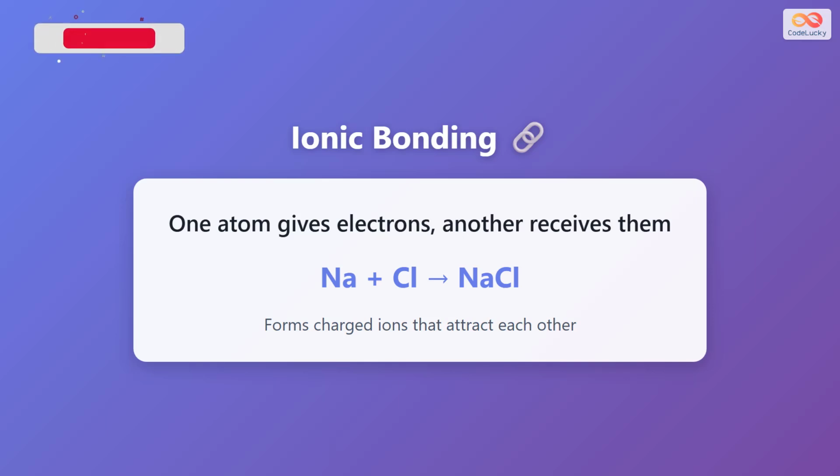Let's look at ionic bonding first. In ionic bonding, one atom gives up electrons while another atom receives them. For example, sodium gives 1 electron to chlorine, forming sodium chloride, which is common table salt. When sodium loses an electron, it becomes a positively charged ion. When chlorine gains an electron, it becomes a negatively charged ion. These oppositely charged ions attract each other strongly, forming an ionic bond.